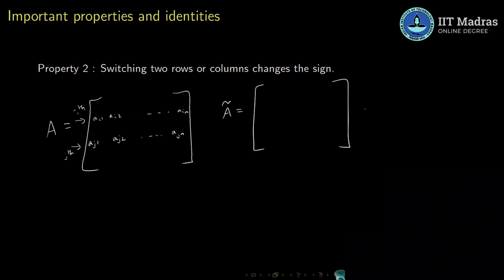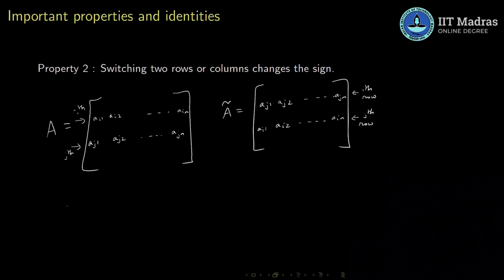So now its ith row will be AJ1, AJ2, AJN. This is the ith row of A tilde, and the jth row will be AI1, AI2 up to AIN. This is the jth row. Okay, so we have switched these two rows, and everything else in A tilde is exactly the same as it was for A. All the other entries are exactly the same.